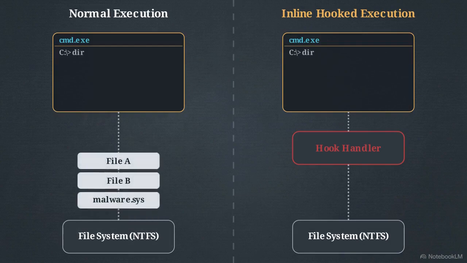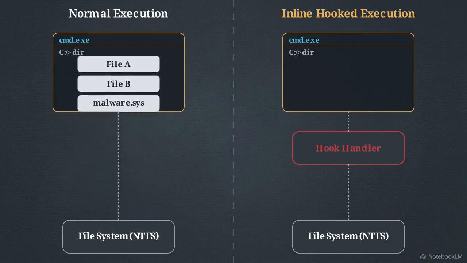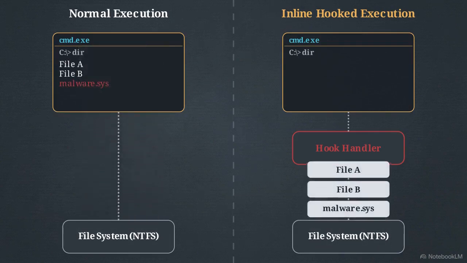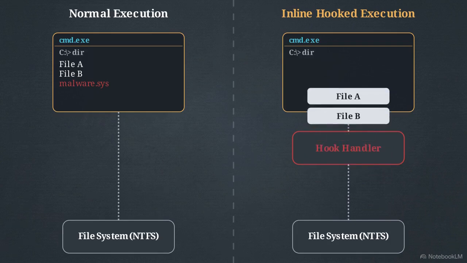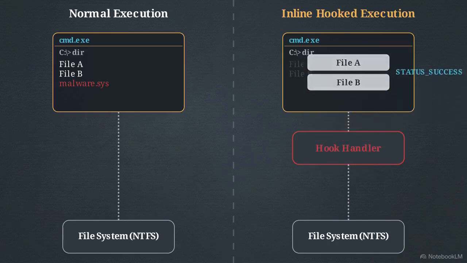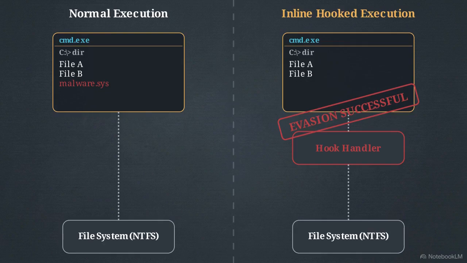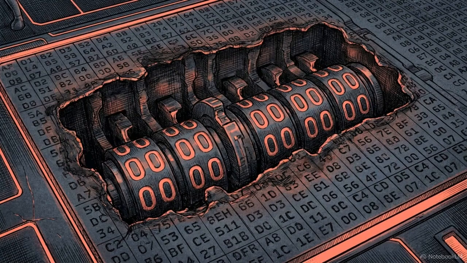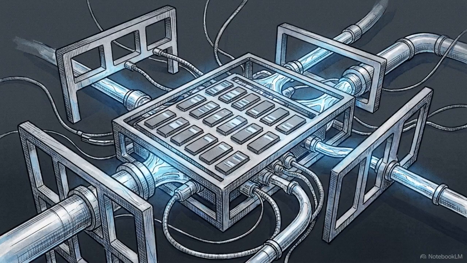On the left, the API returns an array containing file A, file B, and the malware's file. On the right, the hook intercepts the data, scrubs the malicious file completely, and hands the filtered array back to the command prompt. The hook code explicitly parses the array, matching file names against its own components, and deletes those entries from memory before the user ever sees them. The manipulated list is passed back to the calling application with a standard success status. The system throws 0 errors.